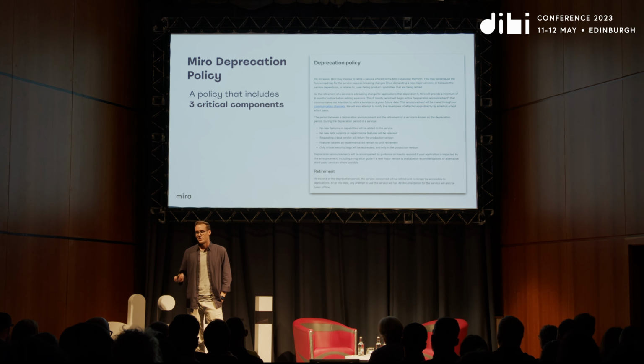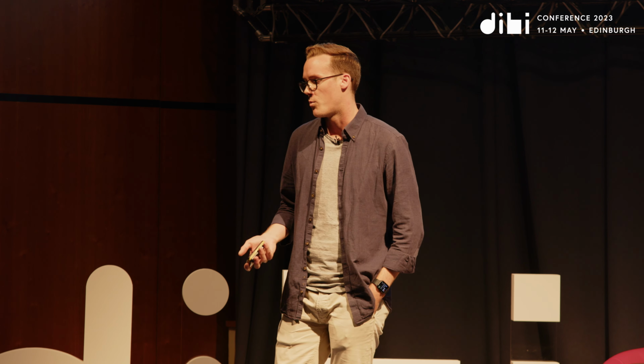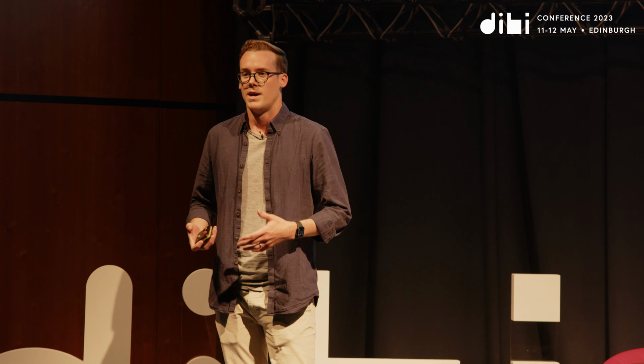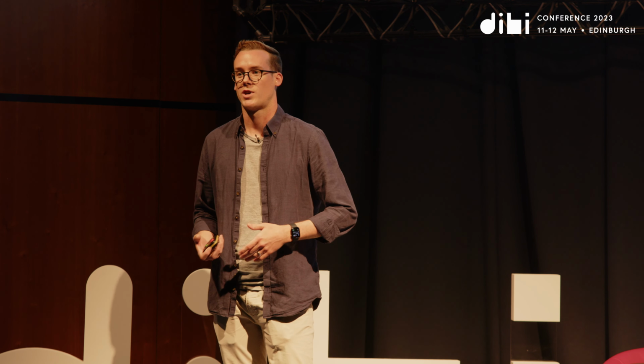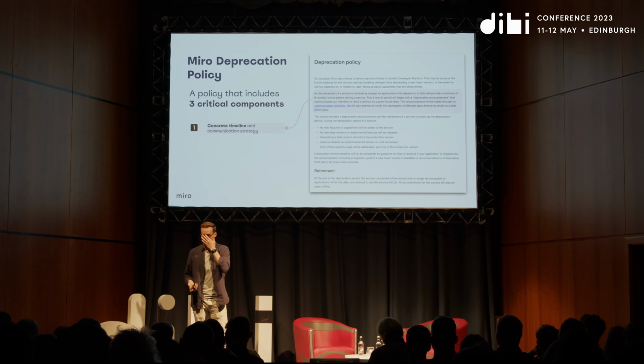So it consists of 3 critical components. The first is a concrete timeline. So we came up with a 6 months duration for our deprecation period. And this was based on those internal conversations with stakeholders early on, talking with engineering to understand feasibility and what these timelines might actually look like. And lastly, talking with customer success to understand how much time we thought people would actually need, and then adding a little bit to that.